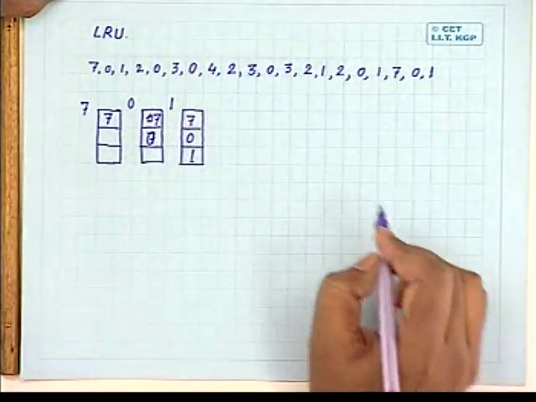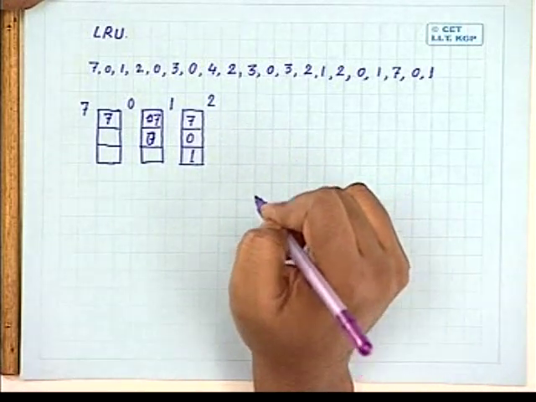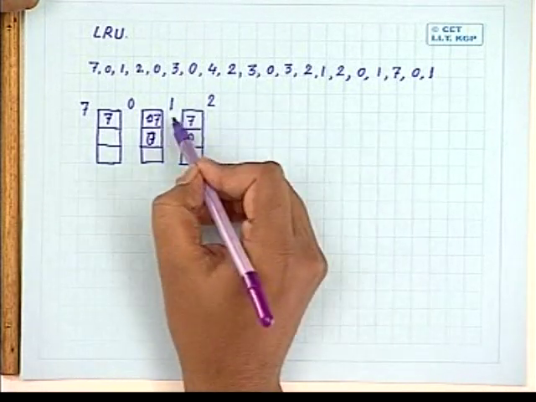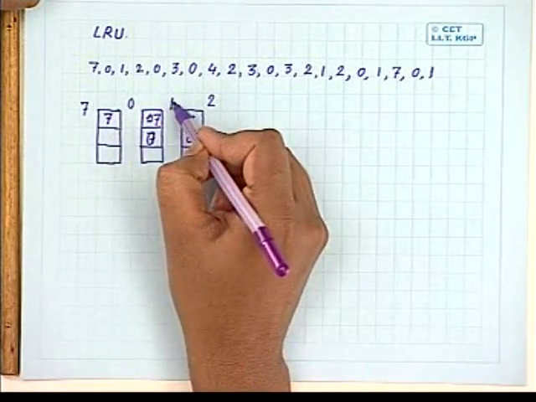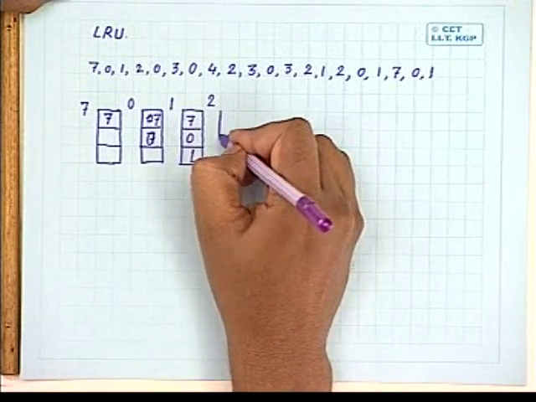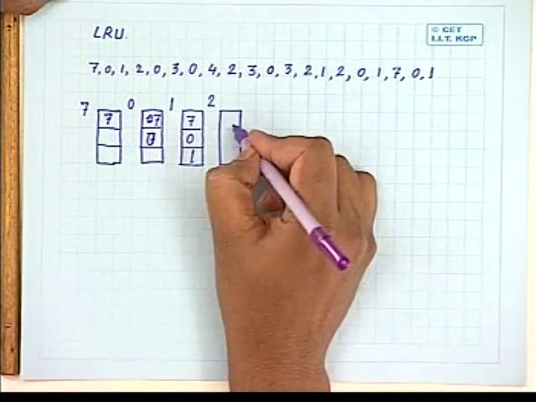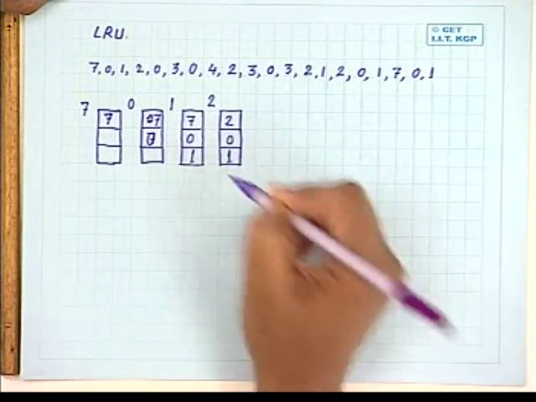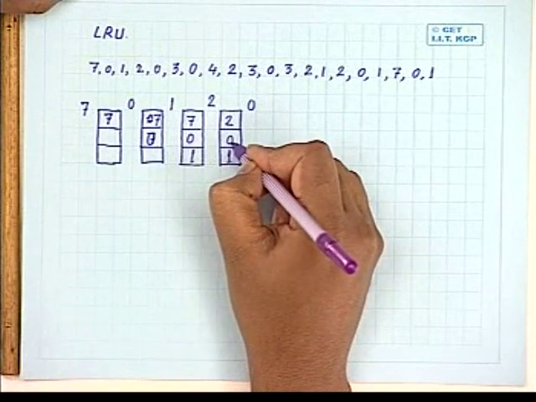So this will be 7 0 1. Next time, when 2 is referred, I don't have any free frame, so I have to replace one of the frames. In this case, the frame which is least recently used will be replaced. Out of these three pages, page number 1 is the most recently used, whereas page number 7 is the least recently used. So we will replace page number 7 with page number 2, and incidentally, in this case, it becomes identical with the FIFO algorithm. The situation remains like this, that is 2 0 1. Next time, when 0 is referred, it is available in the main memory, so there is no page fault.